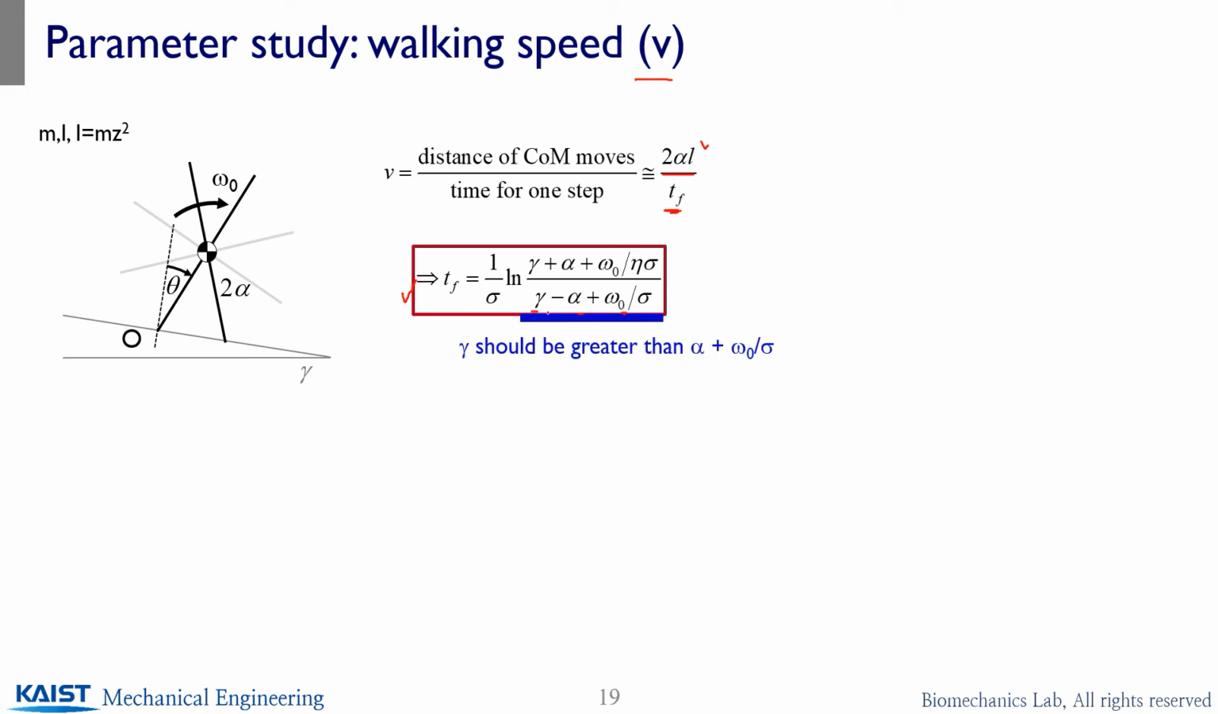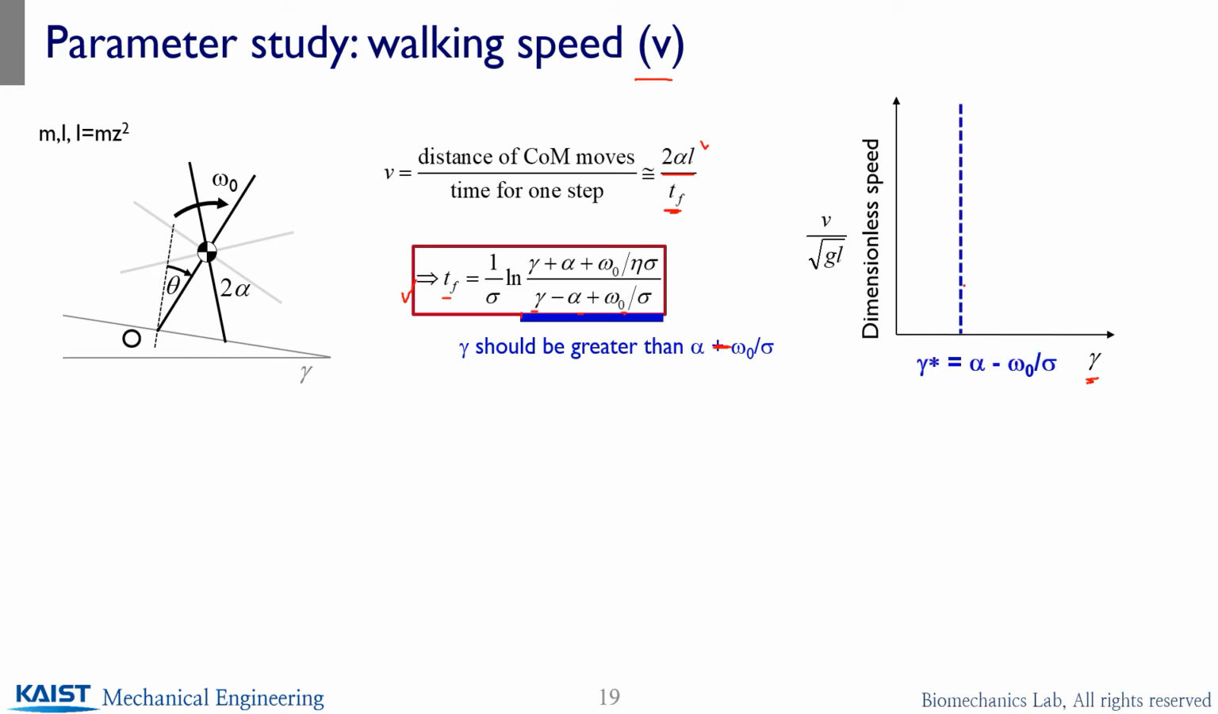And here I can find that, oh, for the time, there is a condition that gamma should have a certain value to make this term positive. So it should be greater than alpha minus omega naught divided by sigma. So if I draw the velocity as a function of gamma, there should be some limit line that gamma should be greater than that value for the velocity to have a certain reasonable range.